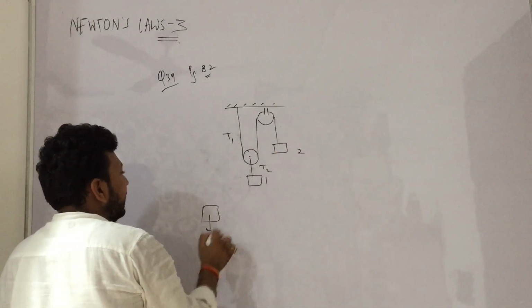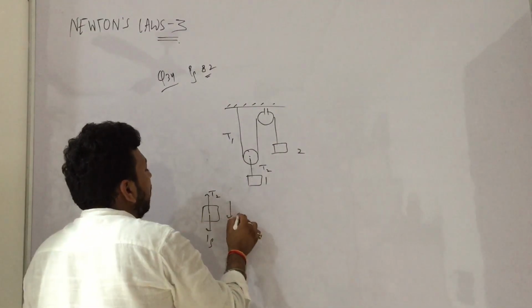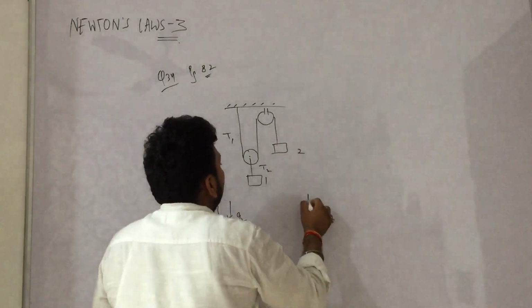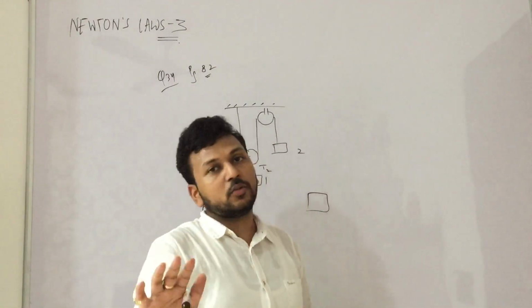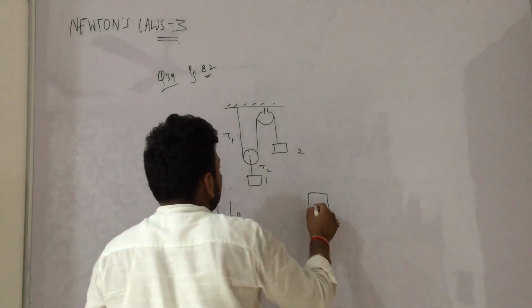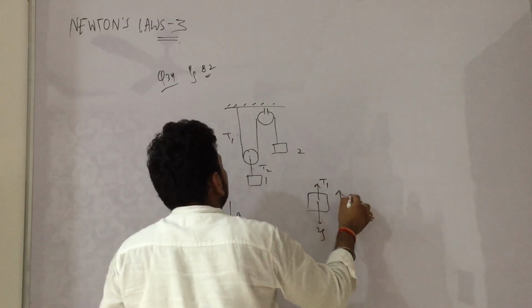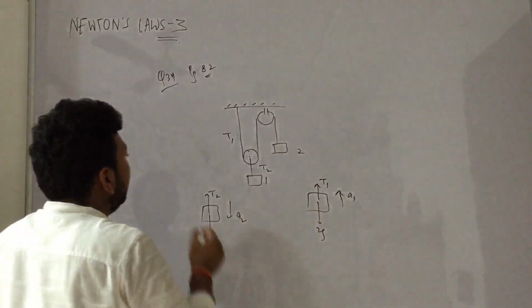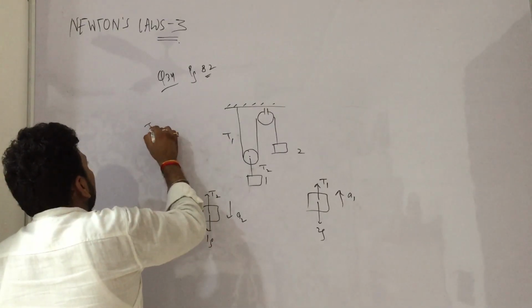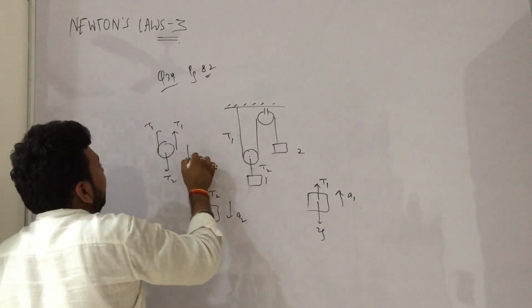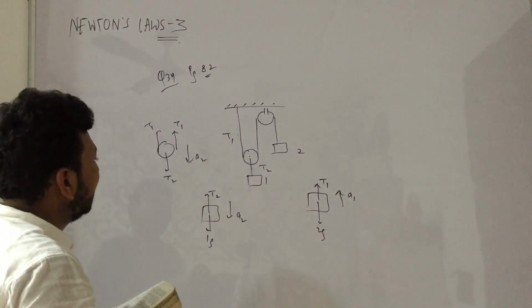Let us form the FBD: 1G, T2, and let us take it is going downwards, A2. If it is opposite, it will come negative. Instead of say 2, it will come minus 2. That means the direction was opposite. For this, 2G, T1 and acceleration A1. And for the movable pulley, T2, T1 and acceleration will again be A2 because both will go down simultaneously.